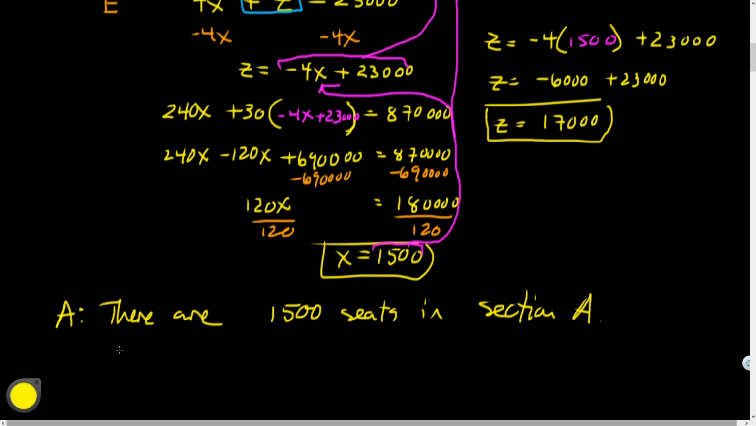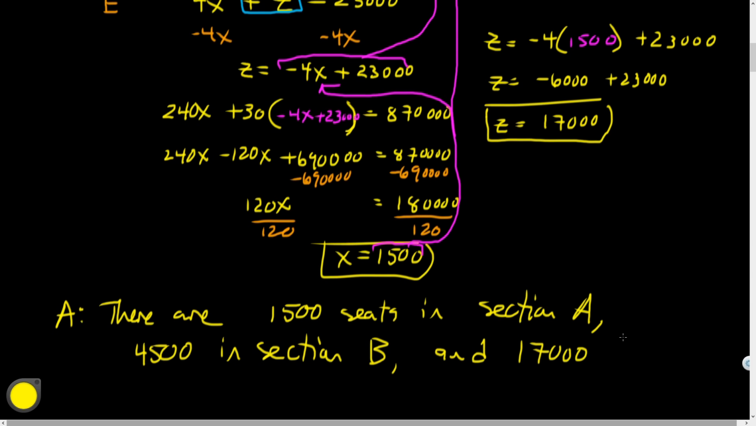This is the hardest part for me as a math guy. Writing out all these sentences takes so long because I'm used to typing. We're going to say 4,500 in section B. And 17,000 lawn seats. Boom. All right, there we go. And we figured it out.